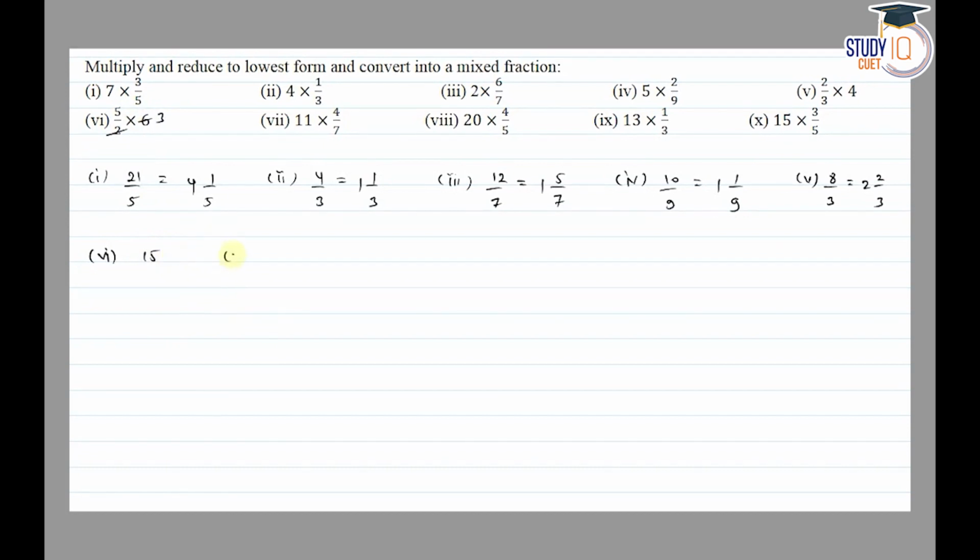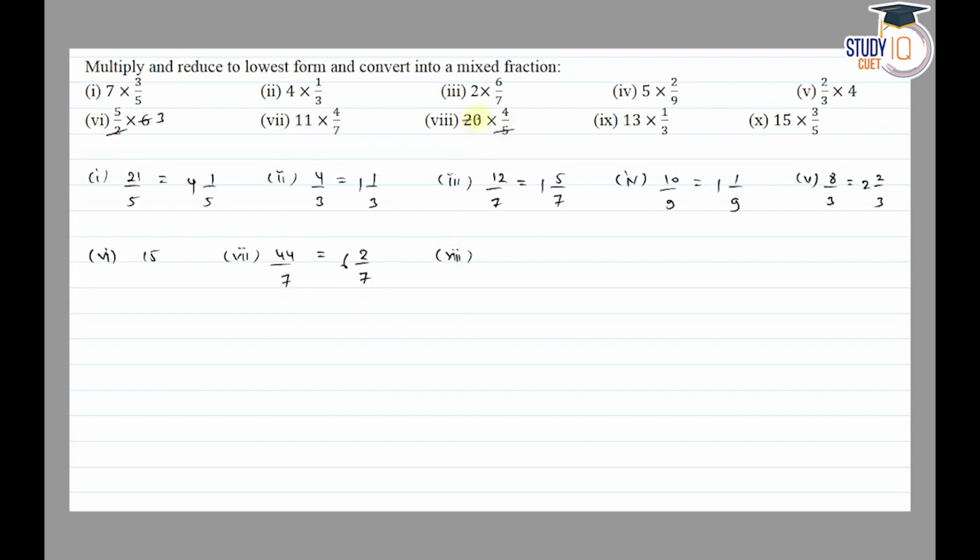Then seventh, 11 4s are 44 upon 7, so 7 6s are 42, then 2 remainder and 7 as it is the denominator.